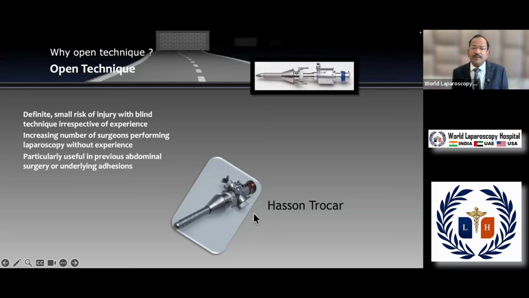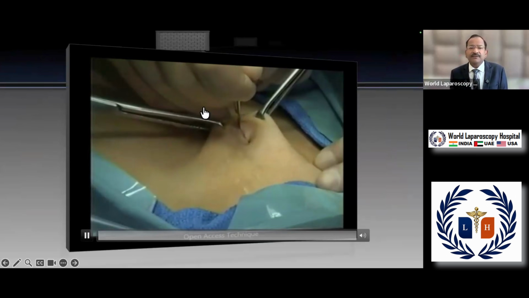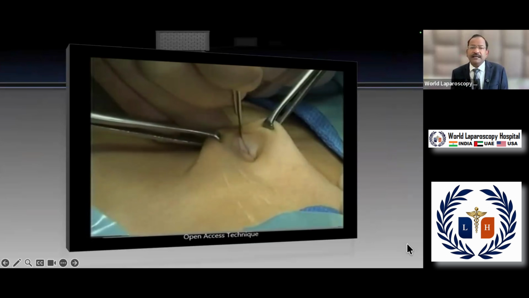The Hasson trocar is very popular, it has a cone there and a blunt trocar. And it is available in disposable as well as reusable. In 1974, Hasson invented this, and it is very popular. So how to do it, we will see that.